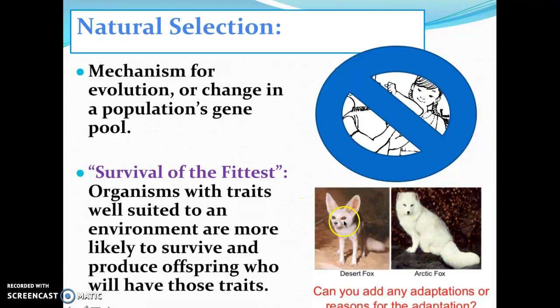Now this one right here is a desert fox, and it looks very, very different from the Arctic fox. It has different traits that obviously allow it to survive and be more fit to its environment. So like the longer ears, maybe help them hear for a longer distance. Obviously there's not a lot of hair or a lot of coat because it's a lot hotter in the desert. So survival of the fittest again is talking about those organisms that have better traits, not necessarily stronger traits, but better traits that are suited to an environment. Those are the ones that will survive.